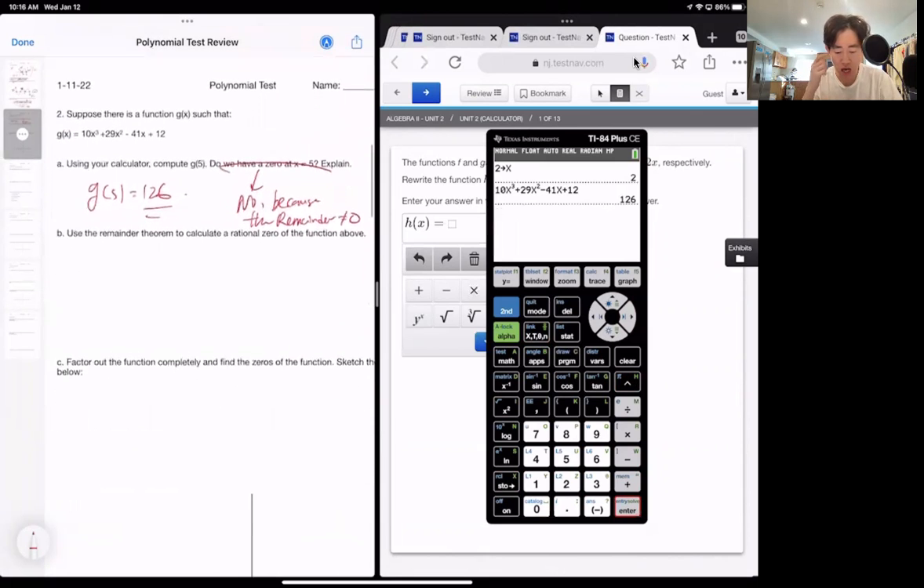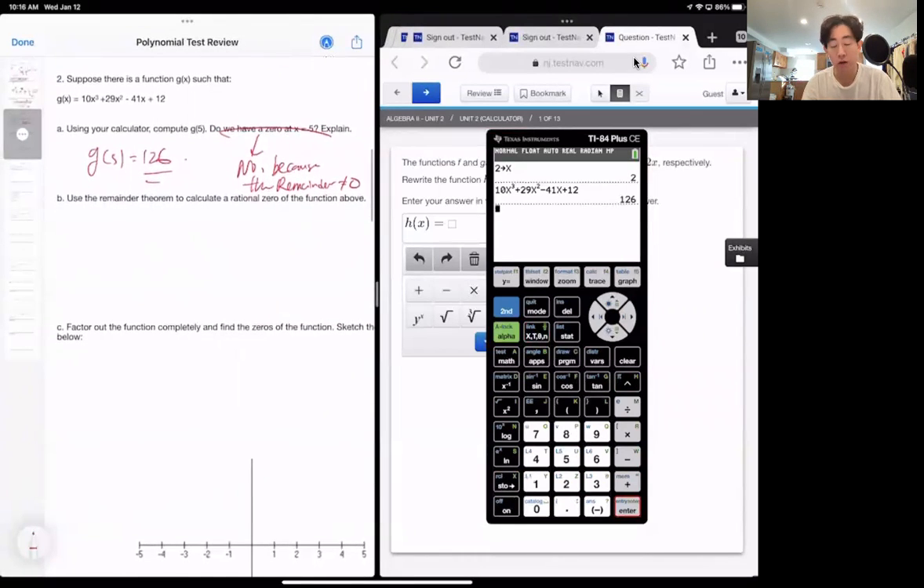Use the remainder theorem to calculate a rational zero for the function above. This means I actually need to find the zeros based on the factors of 12, the very last number. It could be 1, 2, 3, 4, 6, or 12, or negative versions of those. But remember, the very first thing that we're always going to plug in is positive 1 to the x, and then negative 1. Okay, that doesn't work. So let's plug in 2 and see if this works.